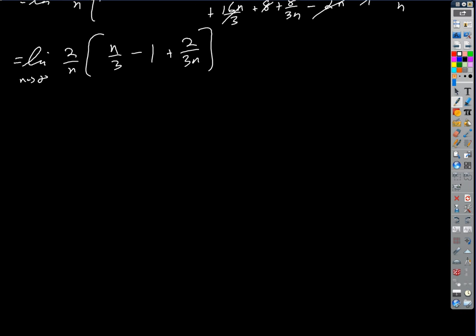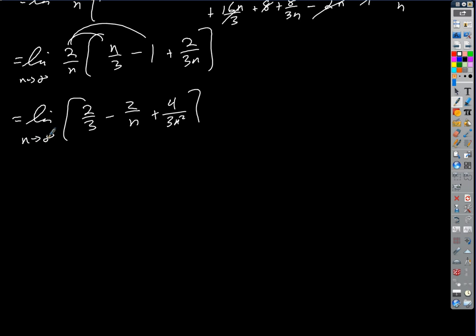Distribute the 2n. It's not quite the last step. 2 over n. So then I'm going to get 2 over 3, minus 2 over n plus 4 over 3n squared. And now what happens as n goes to infinity? It goes to 2/3. Two-thirds. Okay, 2/3 what?